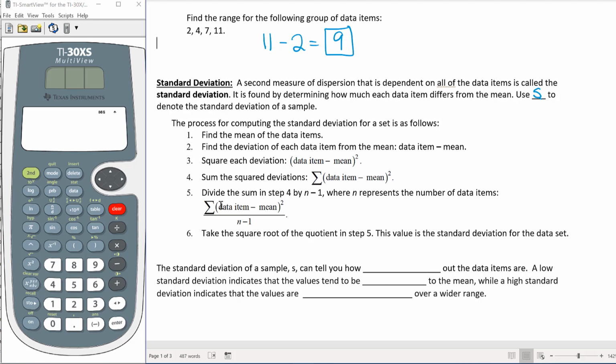So the standard deviation of a sample S can tell you how spread out the data items are. A low standard deviation indicates the values tend to be close to the mean, while a high standard deviation indicates that the values are spread out over a wider range away from the mean.